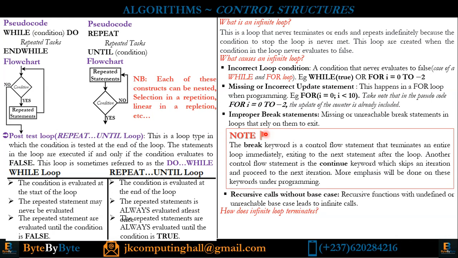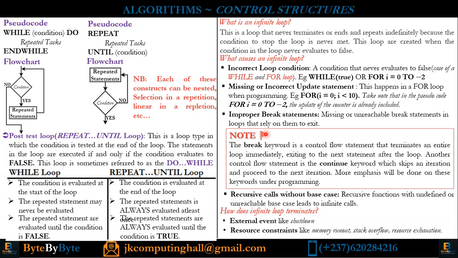How can you terminate an infinite loop? External events like shutdown. Your program might be executing indefinitely, and if there's a shutdown, for example, on a desktop, the shutdown will terminate the loop, meaning that when you power on your computer again, the loop won't be there again.